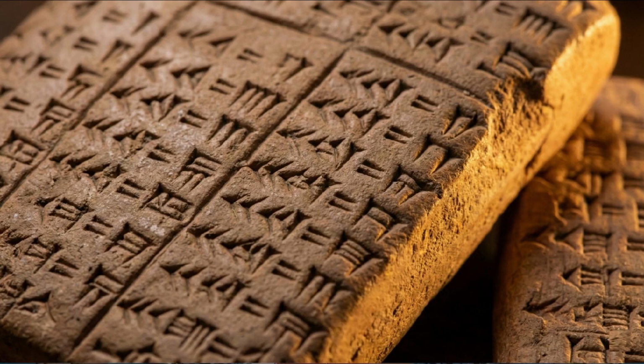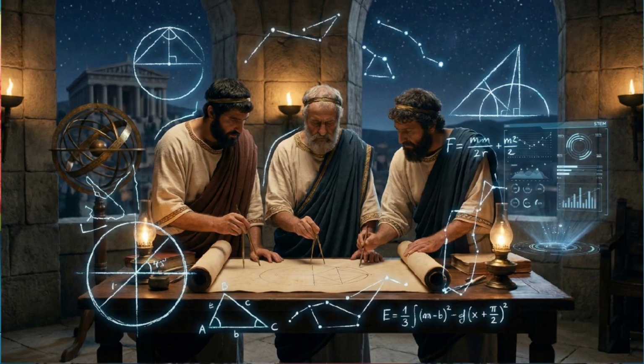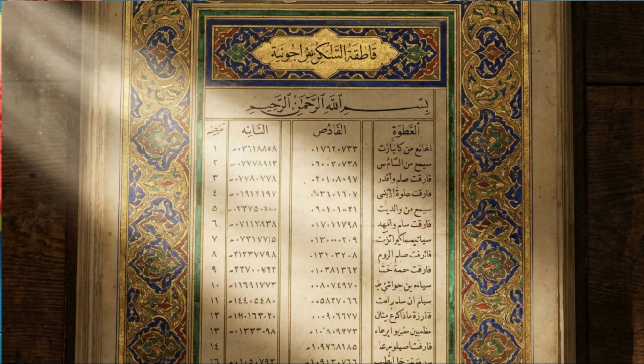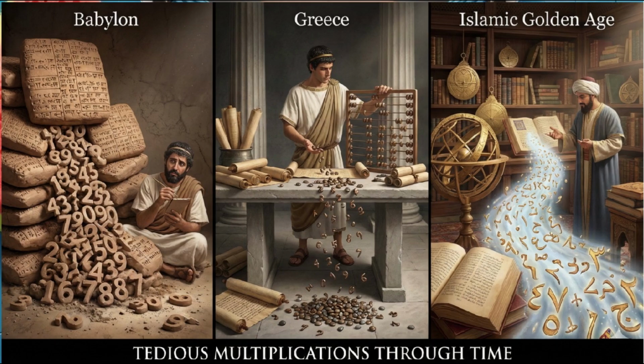In Babylon, Greece, and the Islamic Golden Age, astronomers relied on vast tables of numbers. Every prediction of a planet's motion required dozens of multiplications. And as mathematics advanced, these computations grew only more complicated. By the 1500s, scientific progress was being slowed by arithmetic itself, such as the long, tedious multiplications. The world needed a shortcut.